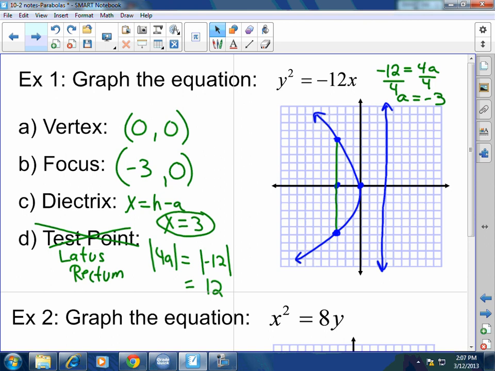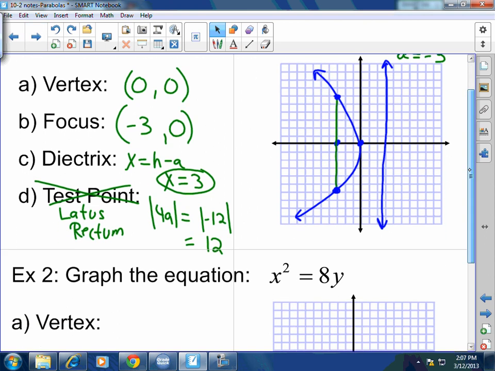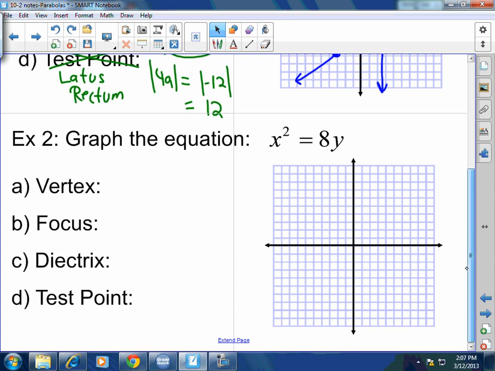This is actually much easier than doing it the old way, guys, with the negative b over 2a and all that stuff. It's much easier, actually. It's just a matter of getting the hang of it. So again, let's continue. Let's graph this equation now. It's an x squared, so it's positive 4a. So I know I'm going to be going up. Okay, what's my vertex here?